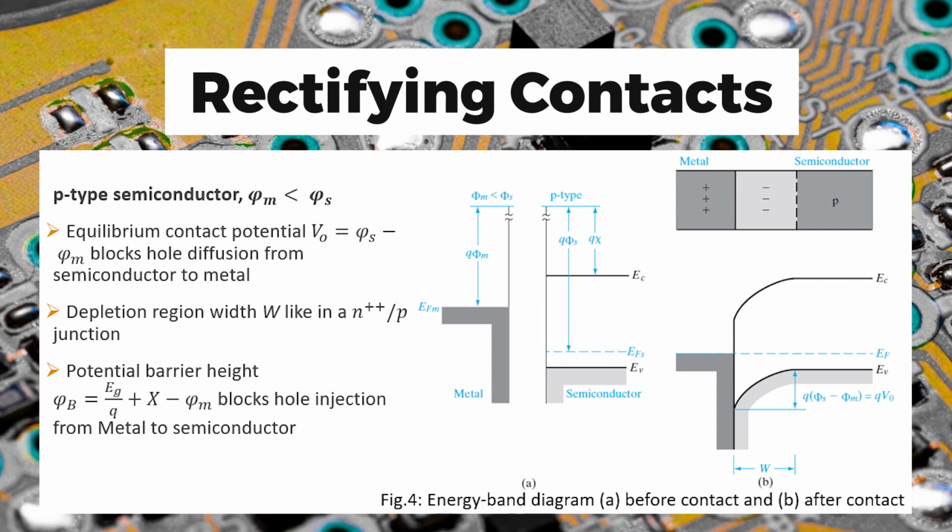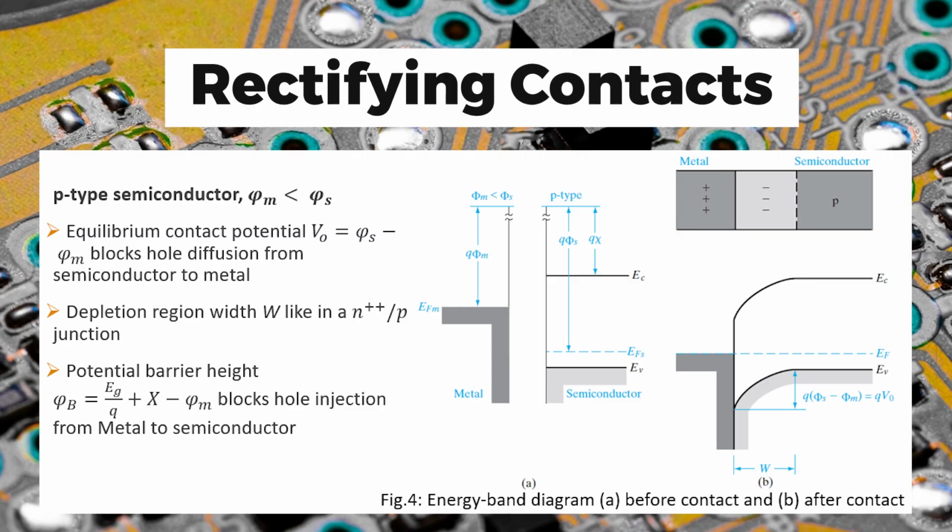The band bending diagram is represented in figure B as the metal is brought in contact with the semiconductor. For the equilibrium condition, the contact potential V0 is given as the difference between the work function of the semiconductor and the metal.